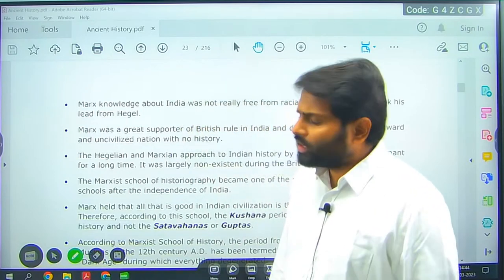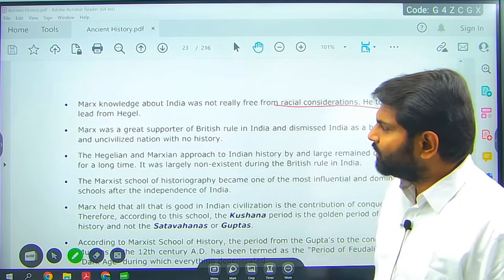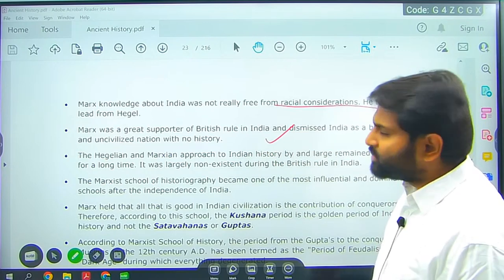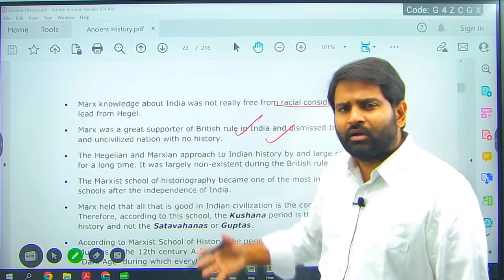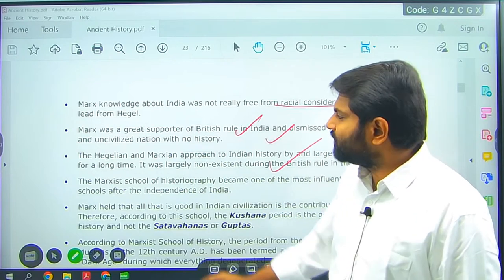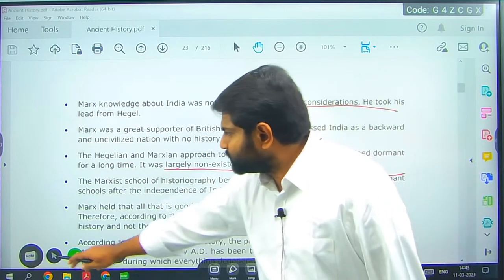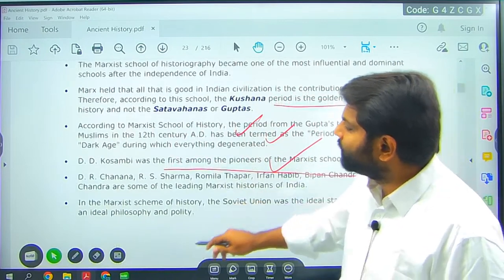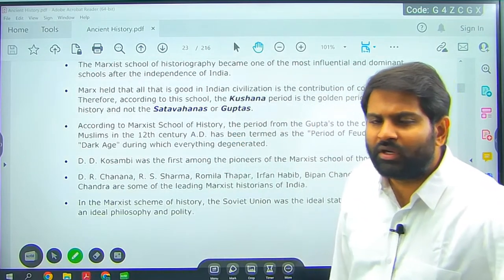So Marx acknowledged that knowledge about India was not really free from racial consideration. He took the lead from Hegel. Marx was the greatest supporter of British rule in India and dismissed India as a backward and uncivilized nation without history, because his perception is based on those imperialist historians. Hegelian and Marxian approach to Indian history by and large remained dormant for a long time. It was largely non-existent during British rule in India. The Marxist school of historiography became one of the most influential and dominant schools after the independence of India. Their perceptions used to be dormant, later became important.